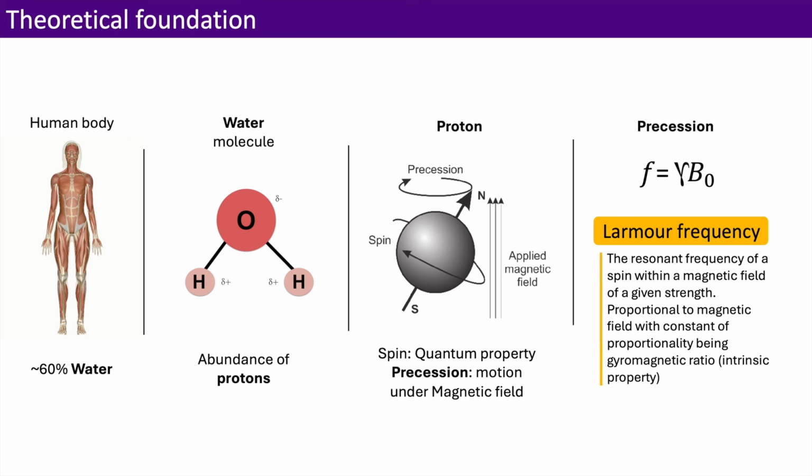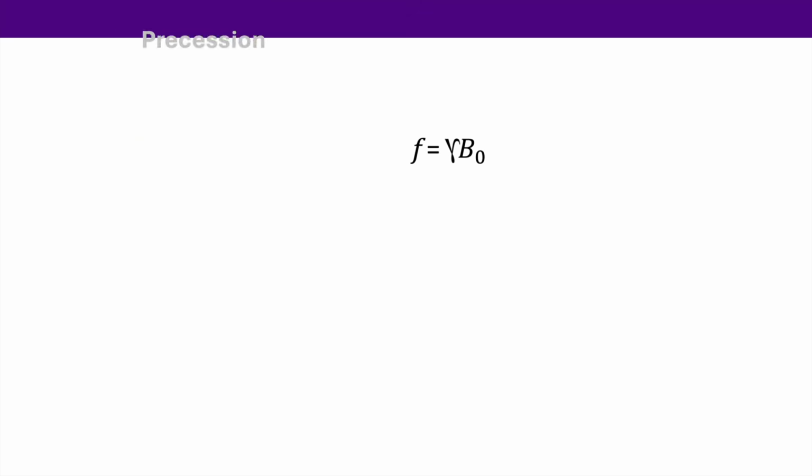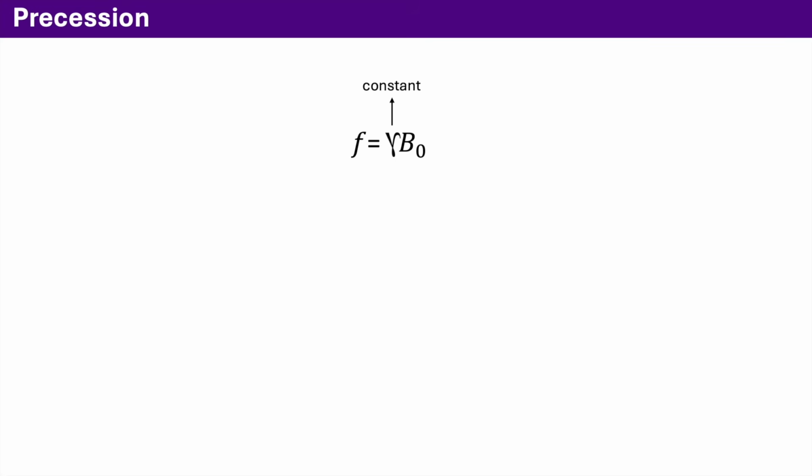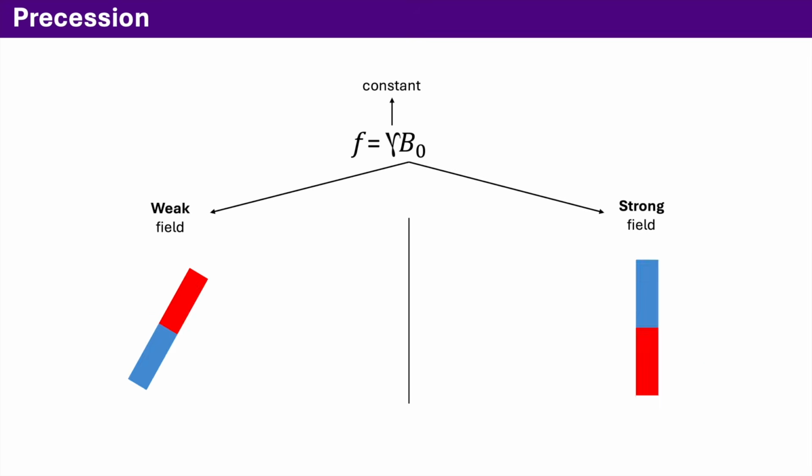This frequency is proportional to the magnetic field, as we see from the equation, and the constant of proportionality is the gyromagnetic ratio. It's important to understand that the gyromagnetic ratio is an intrinsic property, which means that it's constant. So the only way we can change the frequency of resonance is by changing the magnetic field. If we compare two fields, a weak field and a strong field, the weak field will cause a lower frequency, while the strong field will cause a faster frequency.